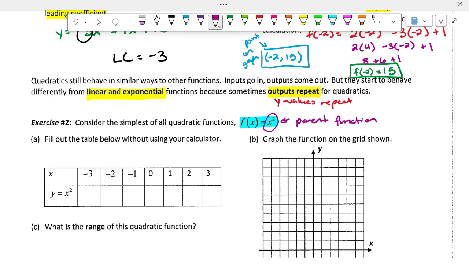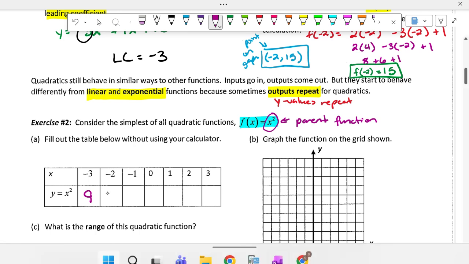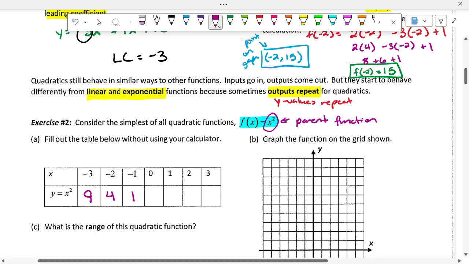All right. So what's -3 squared? Say it one more time. It's +9. Remember, negative times a negative is a positive. And a square is just multiplying something by itself. So we're doing -3 times -3, which is +9. What's -2 squared? +4. -1 squared? 1. 0 squared? 0. 1 squared? 1. 2 squared? 4. 3 squared? 9.